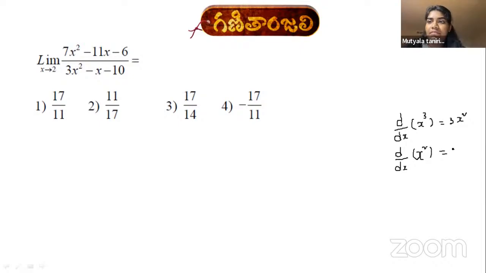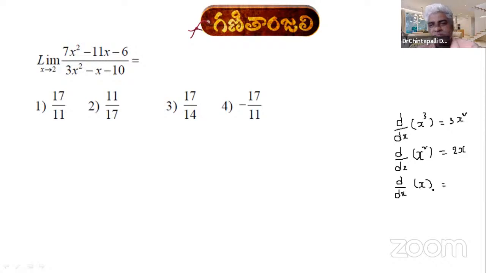Derivative of x square is 2x. But it is used in objective exams, objective questions, because objective questions don't need description. We need only the answer. Tell me, what is the derivative of x? Do you remember it? 1. Just 1, very good. Derivative of any constant? 0. Very good.